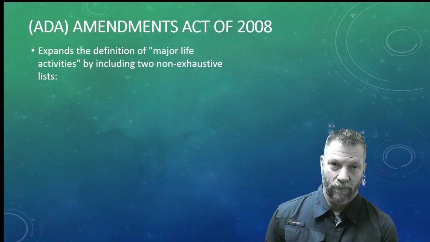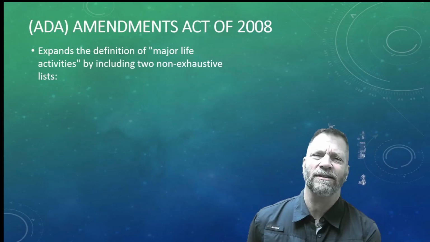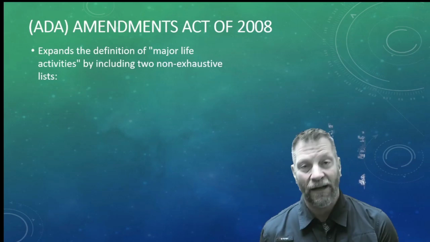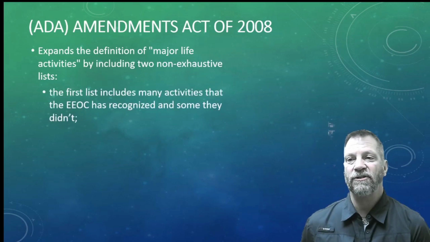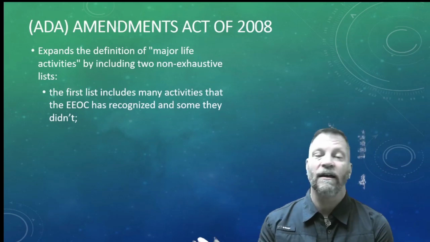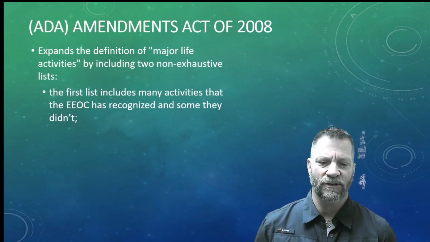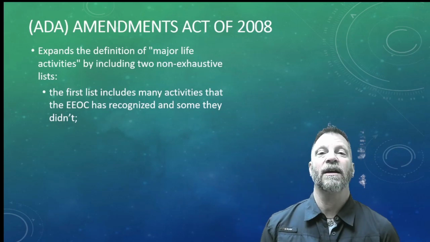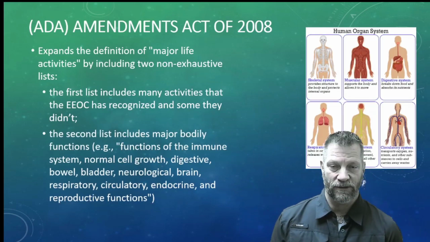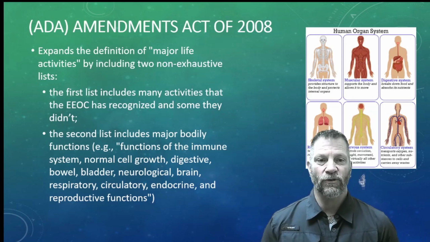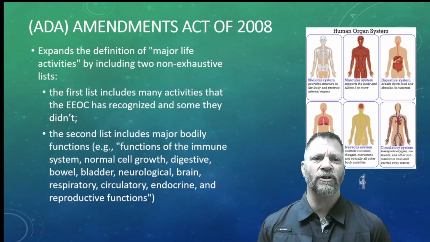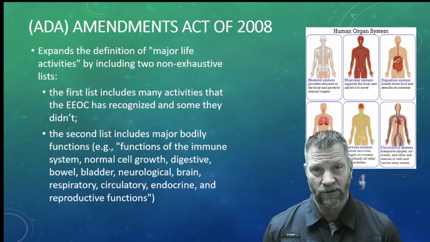Okay? When it comes to major life activities, there's a whole lot of things that can impact a major life activity. So the first list includes many of the things that they recognized before: the walking and the talking and the seeing and the hearing, right? The stuff that we do every day without stopping to think about. It's the second list that made the big difference, because it includes major bodily functions, to include normal cell growth, cancer, digestive, bowel, bladder, neurological, brain, respiratory, circulatory, endocrine, and reproductive functions.